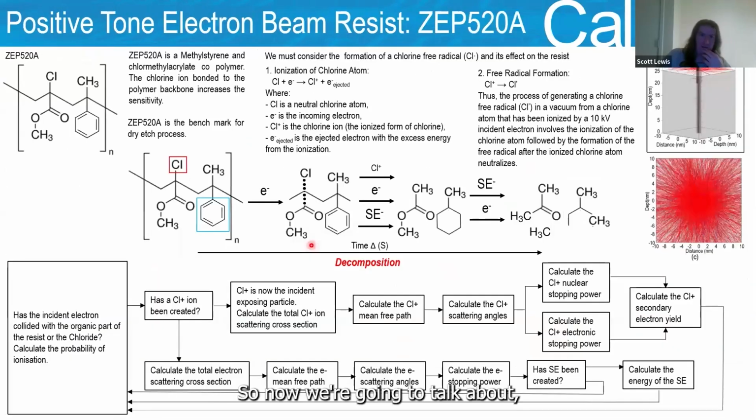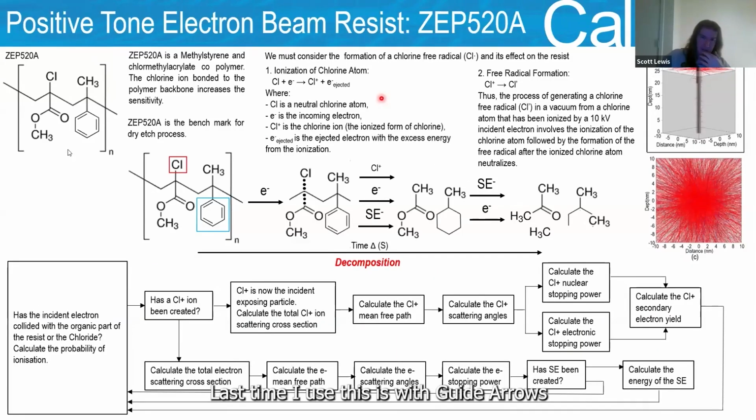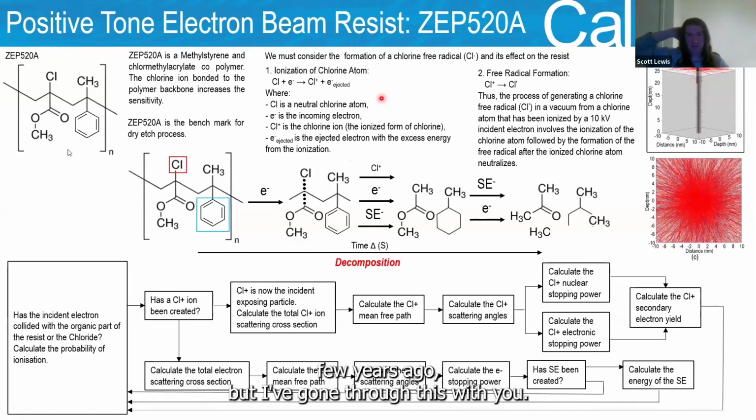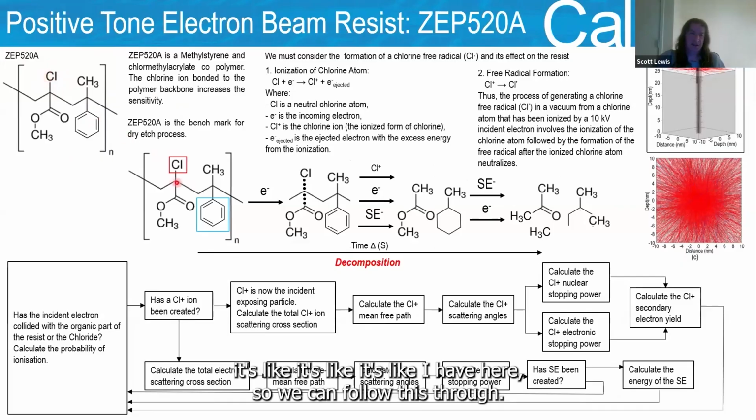Okay, so now we're going to talk about ZEP. A lot of you asked Christopher Ober what's going on with ZEP. Last time I used this was with Guy DeRose a few years ago, but I've gone through this with you on what's happening here. This chlorine atom is very special. Christopher Ober basically pointed this out, and what happens is like I have here. So we can follow this through.